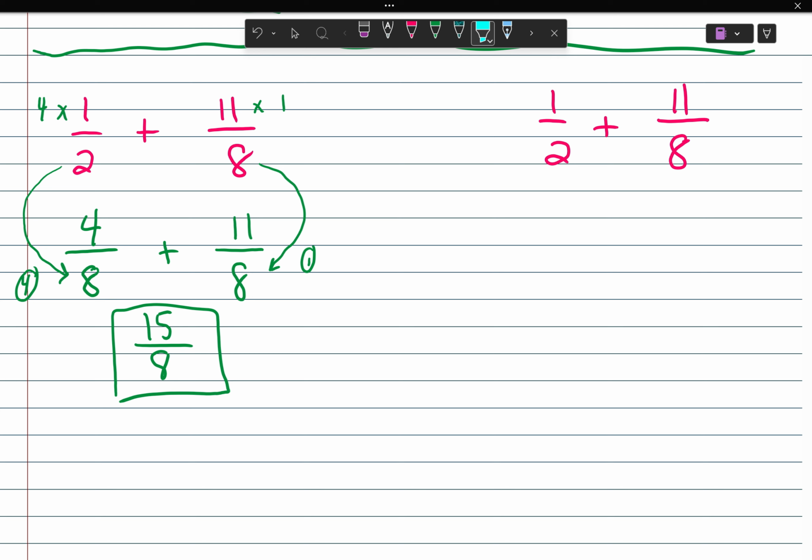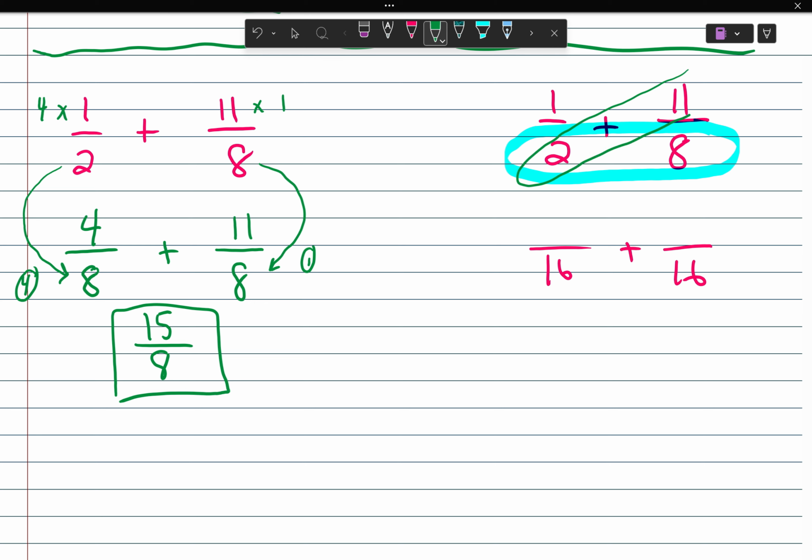All right, in the next method, the KB method, we say, okay, let's multiply the denominators. So what do we get here? We get 16. And then we say, okay, let's go across. 1 times 8 is 8. 2 times 11 is 22. So 22 plus 8 will get us 30 over 16, right?